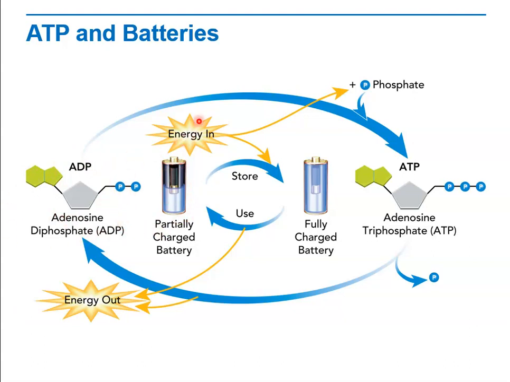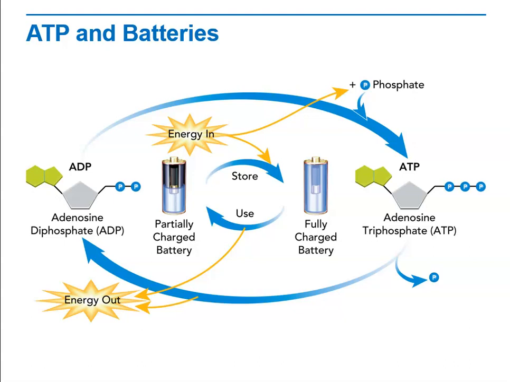Energy is added to ADP, and this third phosphate group is also added to the chemical structure. When that third phosphate group is added and that energy is added to the bond between the phosphate groups, we end up with ATP, adenosine triphosphate, the fully charged battery. When the cell needs energy, it will remove that phosphate group from ATP, turn it back into ADP, and that energy will be released from that chemical bond between the second and third phosphate groups.